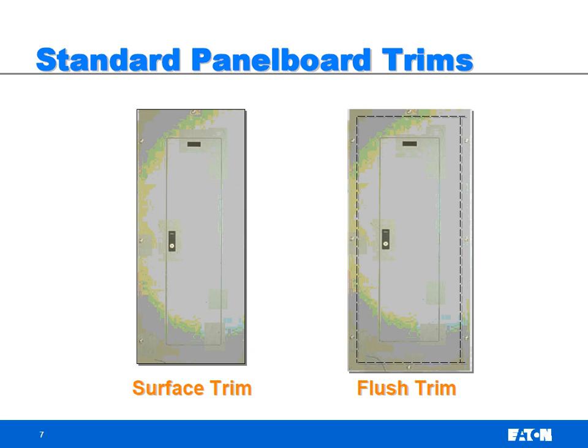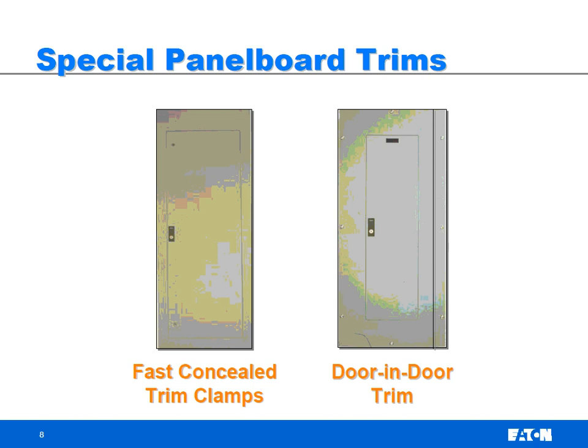Why? Because a surface trim bolts on, it's basically just the width of the panel board. That's exactly how wide it is. A flush trim, everything outside of this dotted line is extra. And that's the stuff right along here in the edge. We put it on there so the trim overlaps with the wall, because it looks like that. It's aesthetic. There's a couple of different types of special panel board trims that when you're designing you may want to take into consideration.